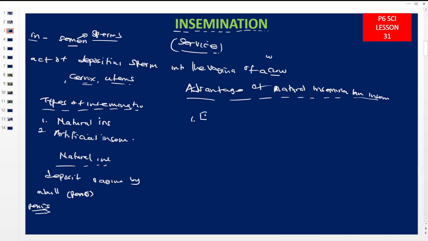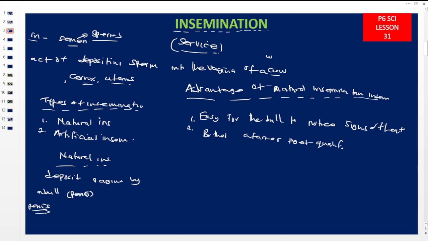It is very easy for that bull to see the signs of heat, to just know that this cow is ready, it needs service. So it is very easy. Two, it does not bother a farmer to look for a qualified inseminator. The bull is just there monitoring, so it doesn't bother a farmer to get a qualified inseminator.